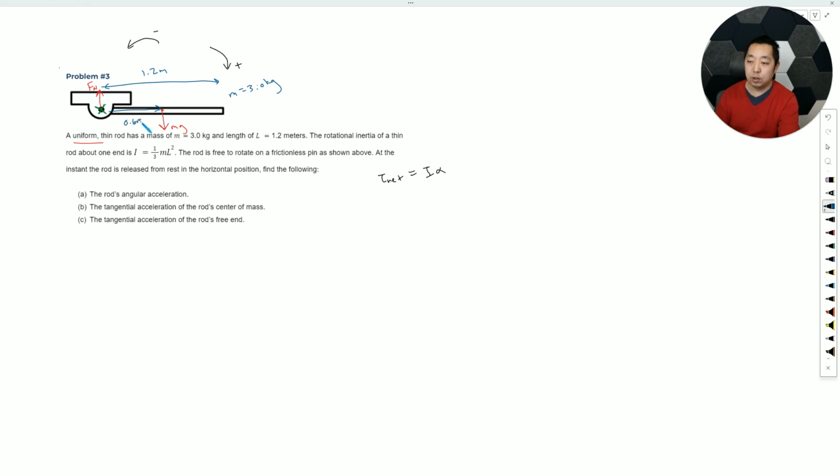And that distance is 0.6 meters, and it's at a right angle, that R vector. So it's 0.6 times mg is equal to the rotational inertia, 1/3 ml squared, times alpha. The m's cancel, it doesn't actually matter what the mass is. Then we can solve for alpha: 3 times 0.6 times g over L squared is equal to alpha. So that's 3 times 0.6 times 9.8 divided by the overall length, 1.2 squared.